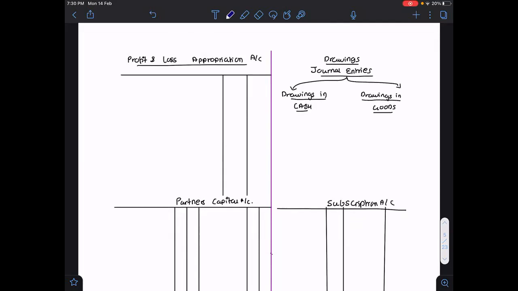Profit and loss appropriation. Drawings can be in cash or drawing can be in goods. Give the journal entry for drawings in cash and drawings in goods. Drawings, debit, cash, credit. Drawings in goods will be, sorry, 1 second. Drawings, debit, and purchases, credit.